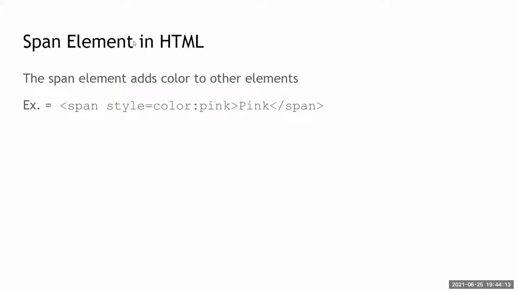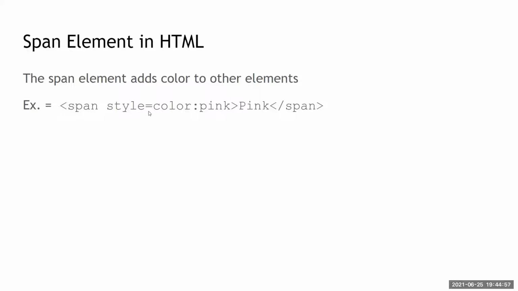So now the span element in HTML. You just go here, you can see the span element adds color to other elements. So you can see an example here I have is angular bracket, span, and then you're gonna add a space. Then you're gonna type in style, because the span element adds style because it adds color, and equal sign. Then you're gonna put color because you're changing the color. You can also change other stuff, which I will show you when we're coding. So you can change other stuff other than color, but this is just an example. And then colon and whatever color you want. For example, I put pink, and then you close that.